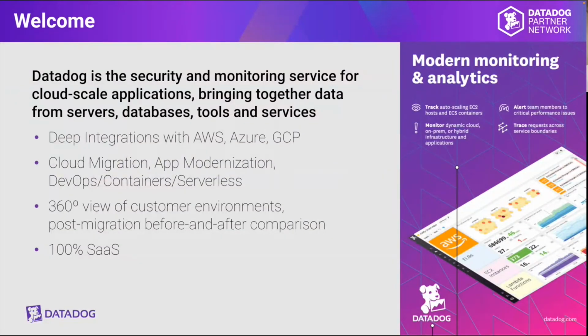So Datadog is the security and monitoring service for cloud scale applications. One of our unique values is deep integration with AWS, Azure, and Google Cloud Platform. We play really well in scenarios that include cloud migrations. And we give you a 360-degree view of your environments, whether it is on-premise infrastructure or public cloud, and also post-migration, before and after comparison. Datadog goes way beyond with over 500 integrations now. And Datadog is 100% SaaS, so you don't have to install or manage the platform by yourself.